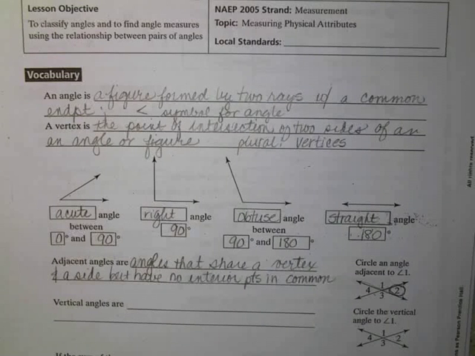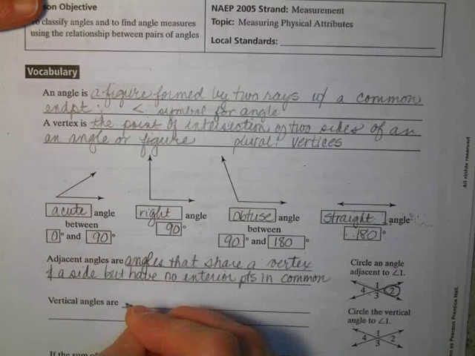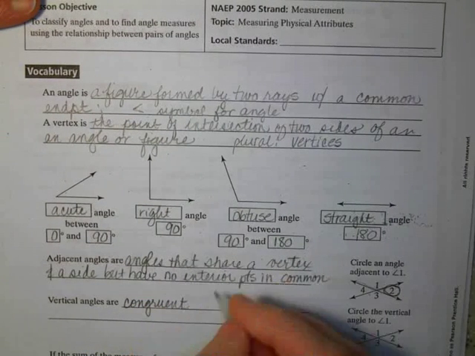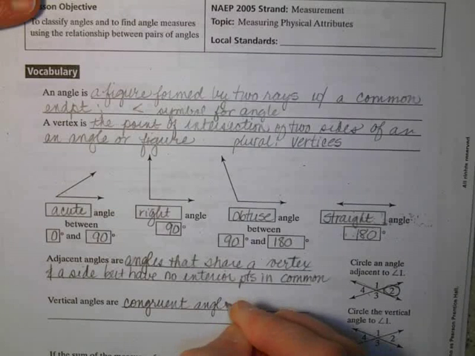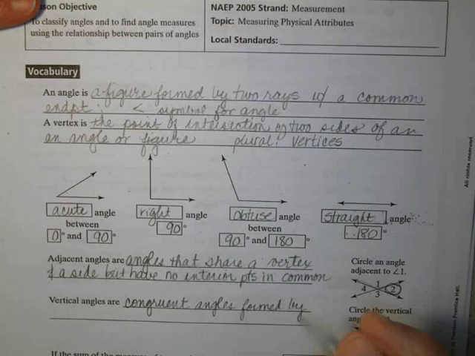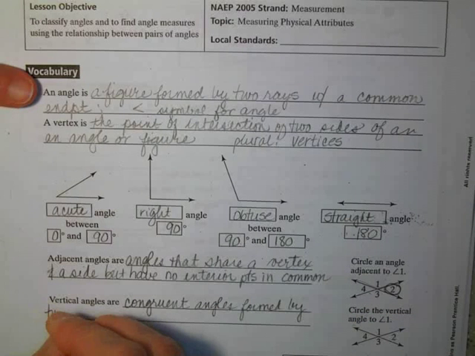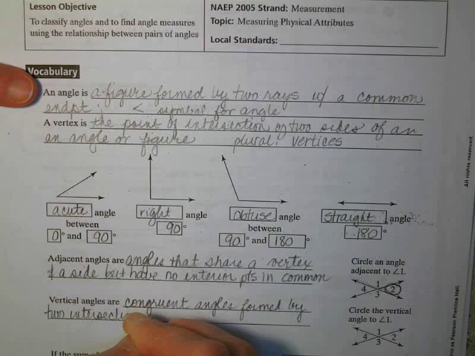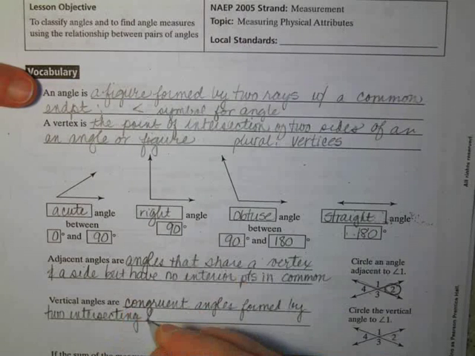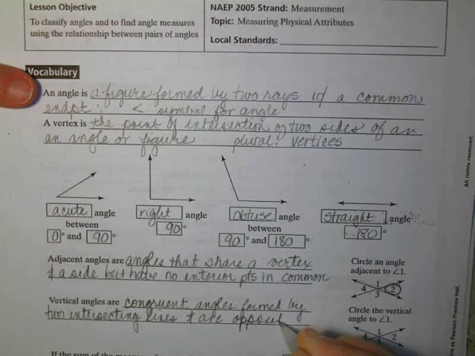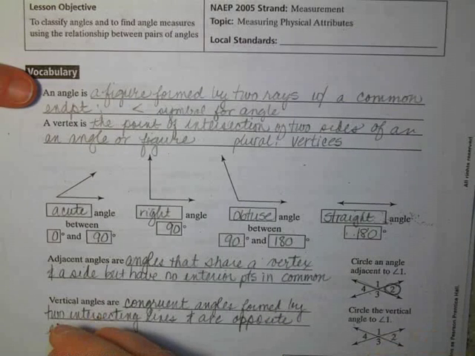Alright, vertical angles are congruent angles formed by two intersecting lines and are opposite each other.